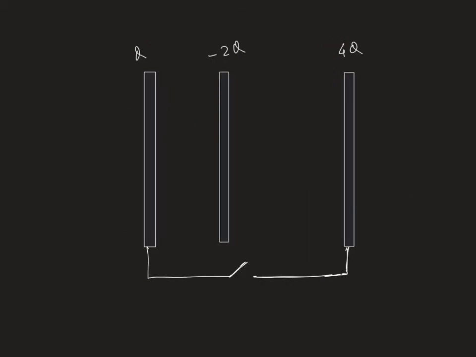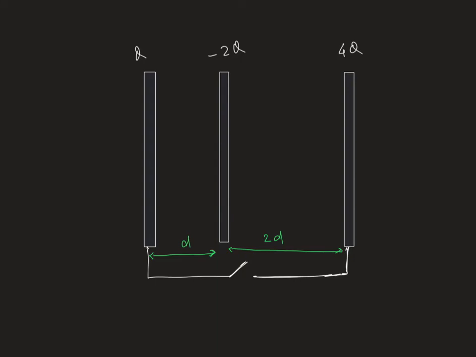So this is another question, and you can see there is a bit of a complexity here, and I would like to introduce the complexity. This distance is d, the distance between the first two plates, and the distance between the second and the third plate is, let's say, 2d, and there is a switch. You can see there is a switch here.